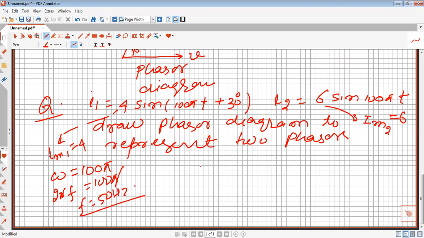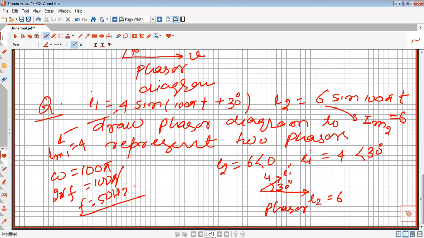Whatever AC supply we are getting in India, its frequency is 50 hertz. Now we have to draw its phasor diagram. I2 can be written as 6 angle 0, because there is no angle added, but I1 has an angle, so we can write 4 angle 30 degrees, positive 30 degrees. So this is I2, whose magnitude is 6, and I1 has a leading 30-degree angle and its magnitude is 4. This is I1. This is the phasor diagram.